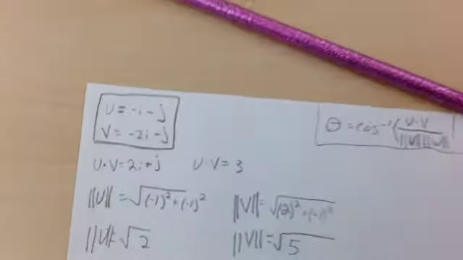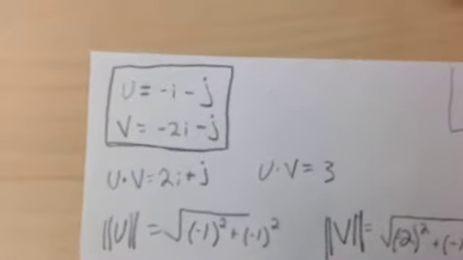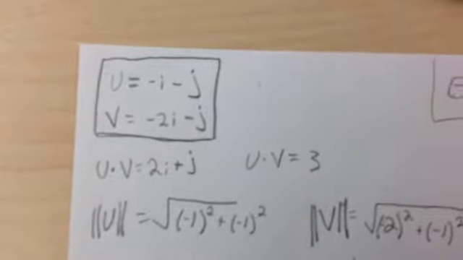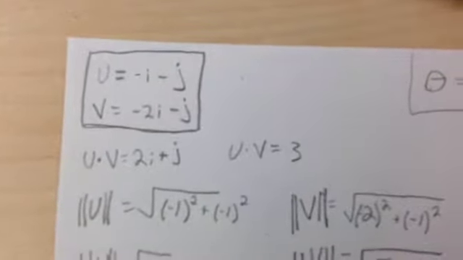So basically the problem we're going to solve here, what we're given is this stuff in the box. u equals negative i minus j, and v equals negative 2i minus j.